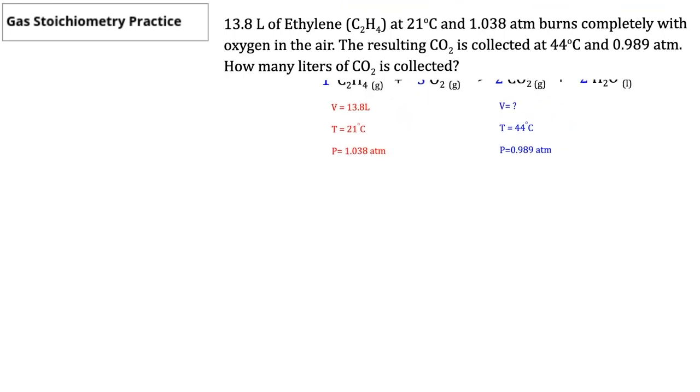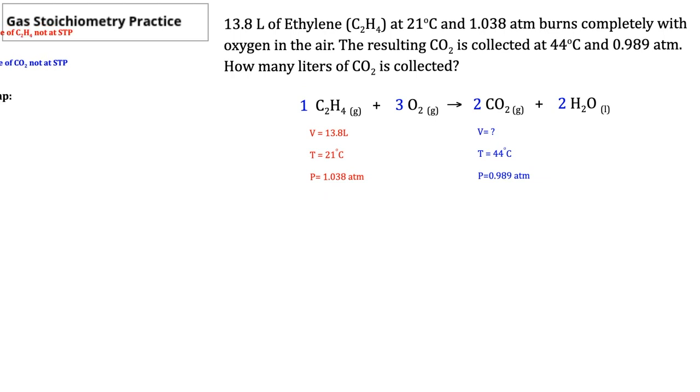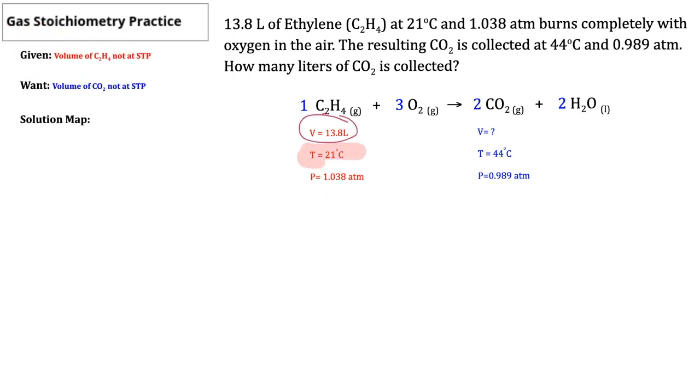We begin as we would with any stoichiometry problem by writing the balanced chemical equation and organizing what is given in the problem. We are told the starting volume of ethylene gas. However, that gas is not at STP, and we are asked to find the final volume of CO2 produced. Once again, that gas is also not at STP. Also, since the problem states that the ethylene burns completely with oxygen in the air, we don't have to worry about a limiting or excess reactant in this problem.